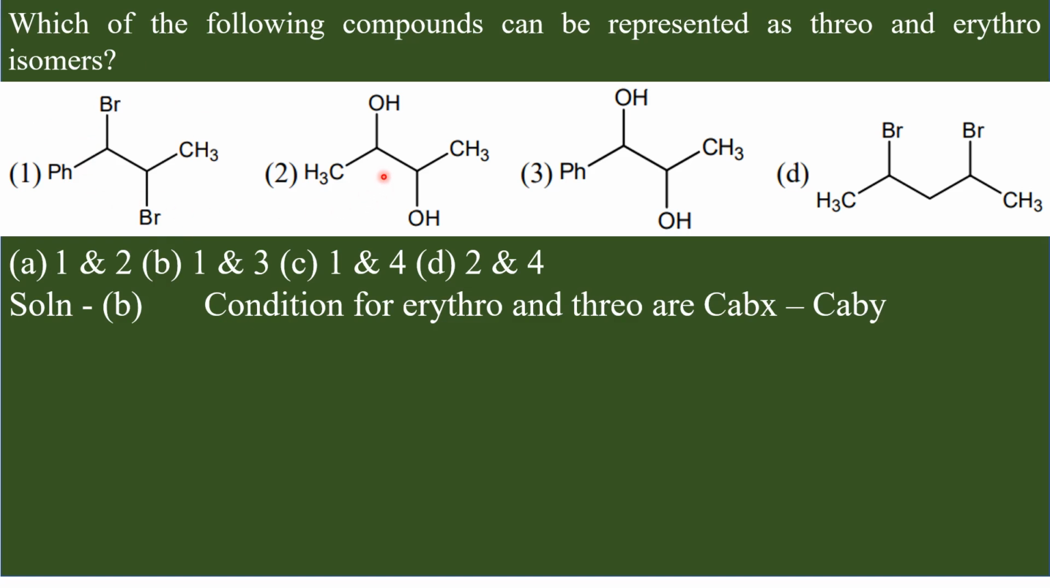Look at this structure. Methyl, methyl, OH, OH, and the third group is hydrogen, hydrogen. All the three groups are the same. So only two groups should be the same and the third group should be different. But here all the three groups present in the chiral centers are the same. CH3, CH3, OH, OH. The remaining group is hydrogen, hydrogen. So this cannot be assigned erythro-threo notation.